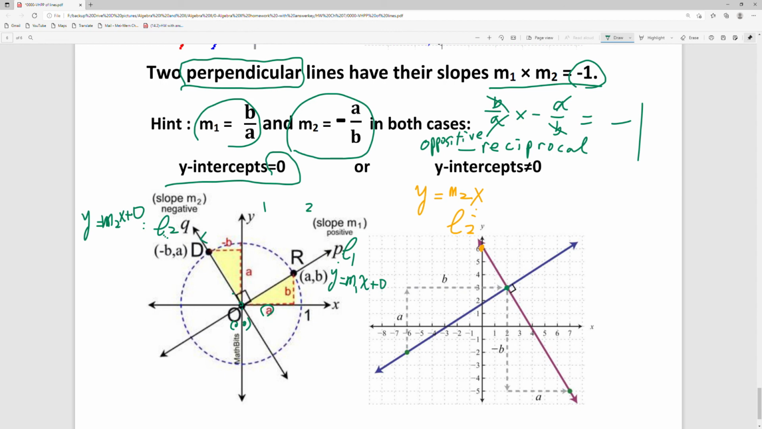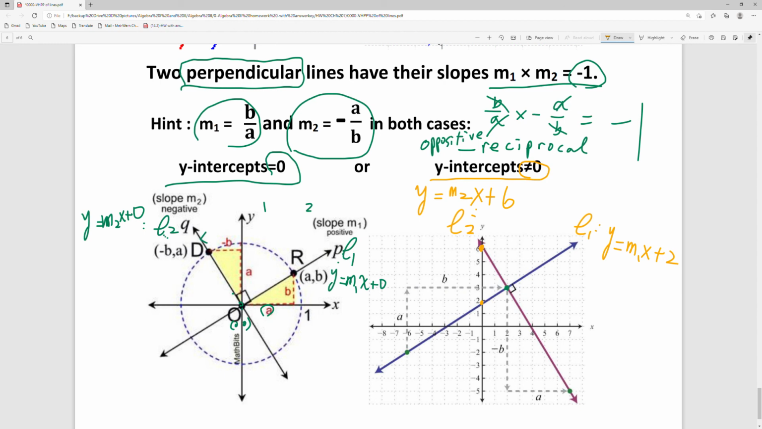Now when you go to this picture, when the y-intercept is not 0, according to this picture, y equals m2x plus 6. And for line 1, it looks like the y-intercept is about 2. Okay, about. So y equals m1x plus 2. But they still keep the same slope.